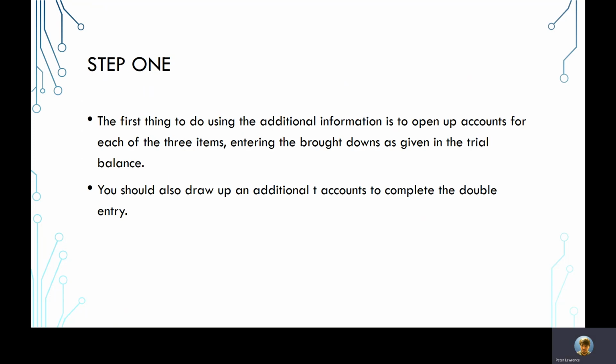So the first step is, using the additional information, open up accounts for each of the items and enter in the brought down as given in the trial balance. So you don't need to open T accounts for everything in the trial balance, but you will need to enter those items that are going to be affected by the additional information. And you should also draw up additional T accounts to complete the double entry.